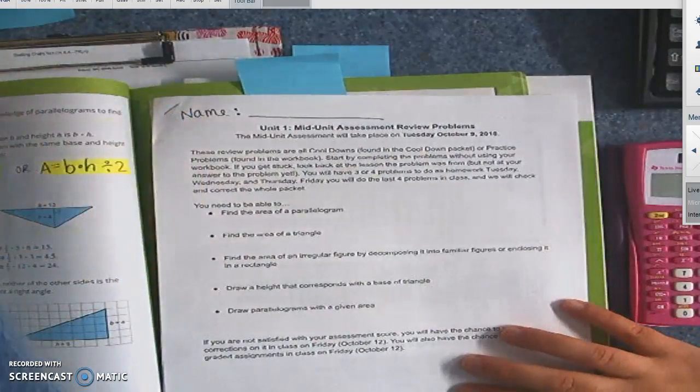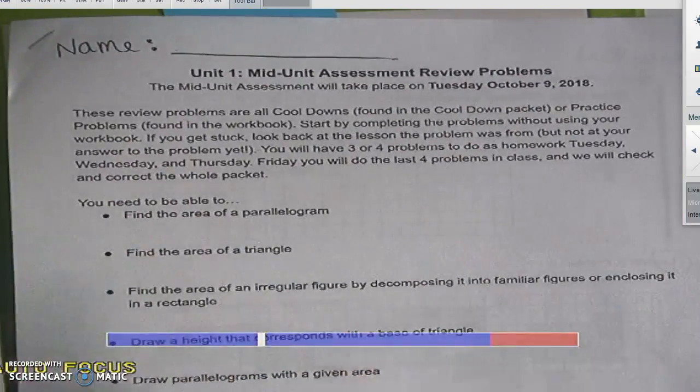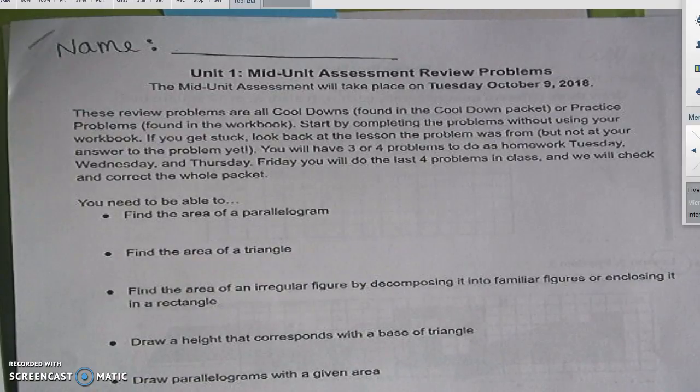These review problems are all cool downs or practice problems. Start by completing the problems without using your workbook, and then if you get stuck, look back at the lesson the problem was from, but not at your answer to the problem yet.